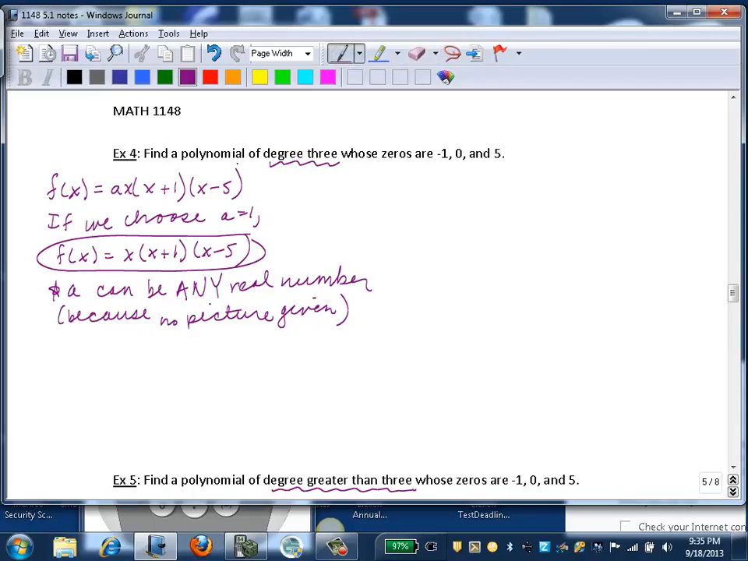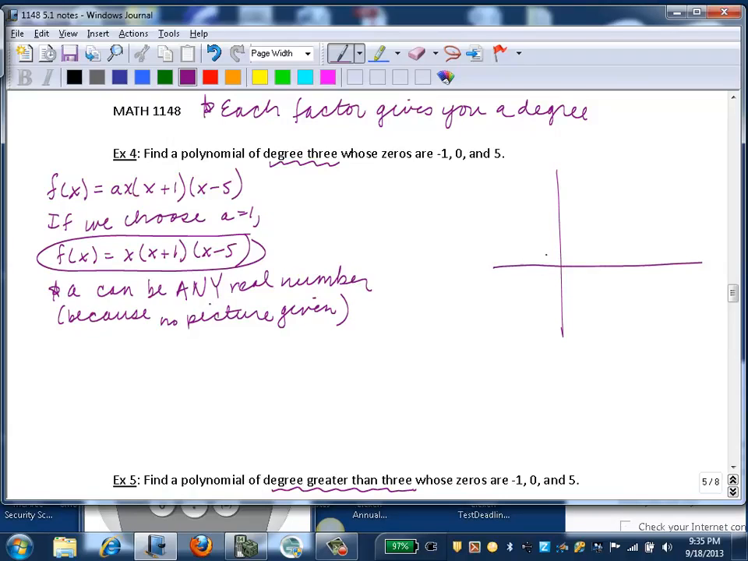And another way to think of this is each factor gives you a degree. So when I made my factor x, that gave me a degree. When I made my factor x plus 1, that gave me another degree. And when I made my factor x minus 5, that gave me another degree. So if you want to make a little sketch in your notes here, again, all that's important is the general shape and the x-intercepts.